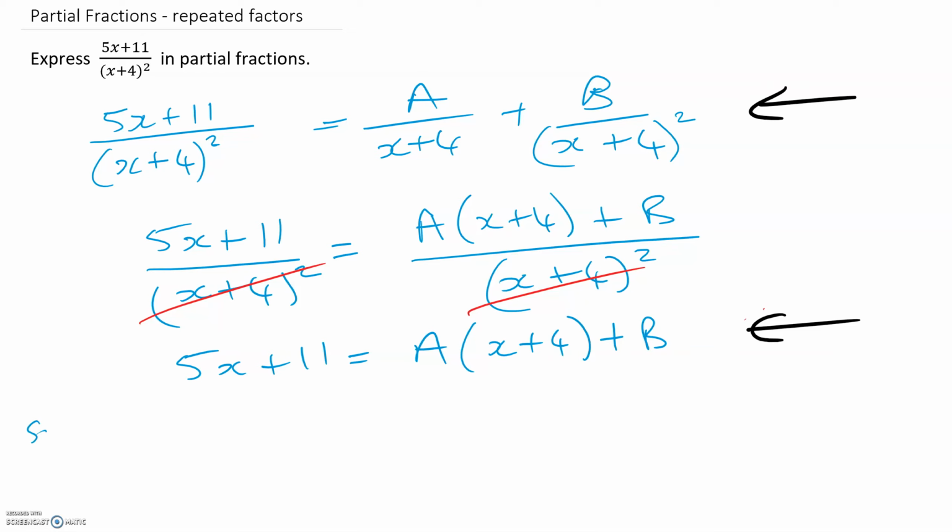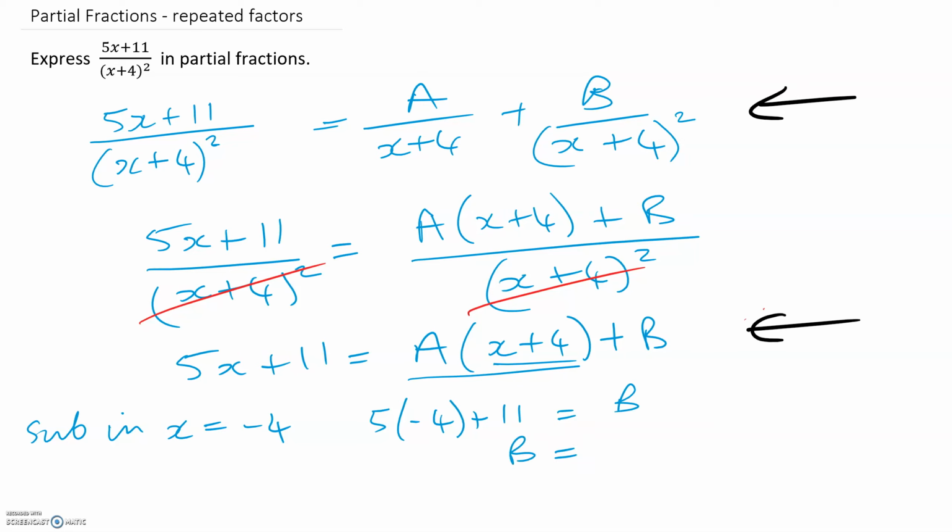I would make this bracket equal 0 and find b first. So I would sub in x equals minus 4, and that's going to give me 5 times minus 4 plus 11 on the left. All of this bracket is going to equal 0. That's the point of subbing in minus 4. So all of this is going to equal 0, and so that's going to equal b. And so b is going to be minus 20 plus 11, which is minus 9.